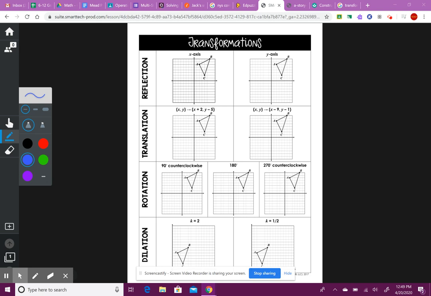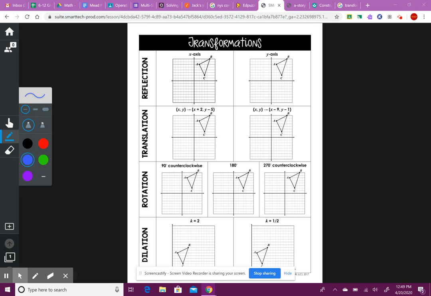Hey guys, I'm just doing a quick review on transformations, a couple of each different kind, and I'll also show you how to do it by hand and the rules that I know some of you like to memorize for your different tasks for this week. So the first thing we're going to look at are reflections.